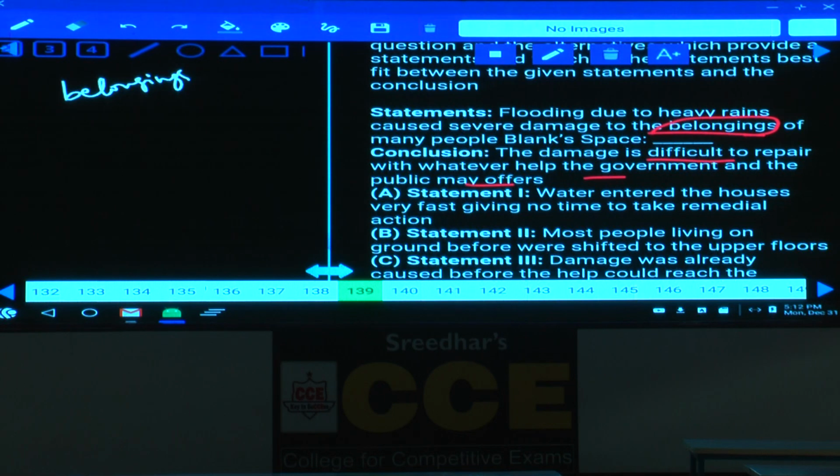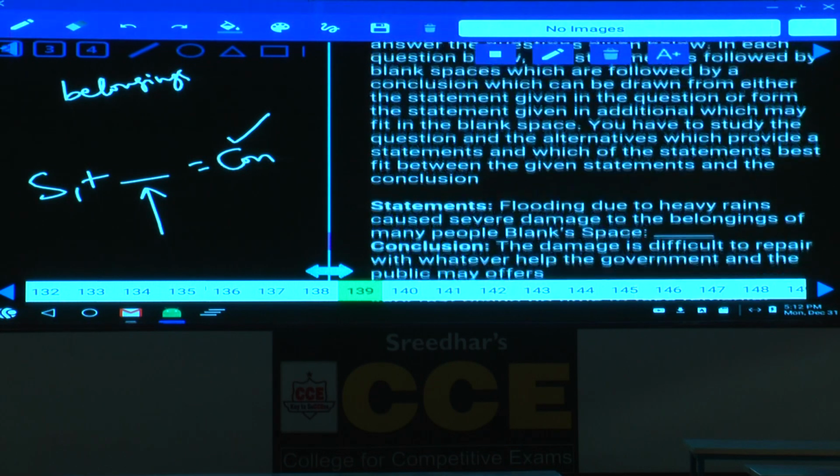Now this is the conclusion, this is the statement. In between these two, there is one more: statement 1 plus some statement 2, and only then it gives this conclusion. Which statement should be placed here in order to get this conclusion? One statement is already given, and this is the conclusion given. In between, what do the directions say?